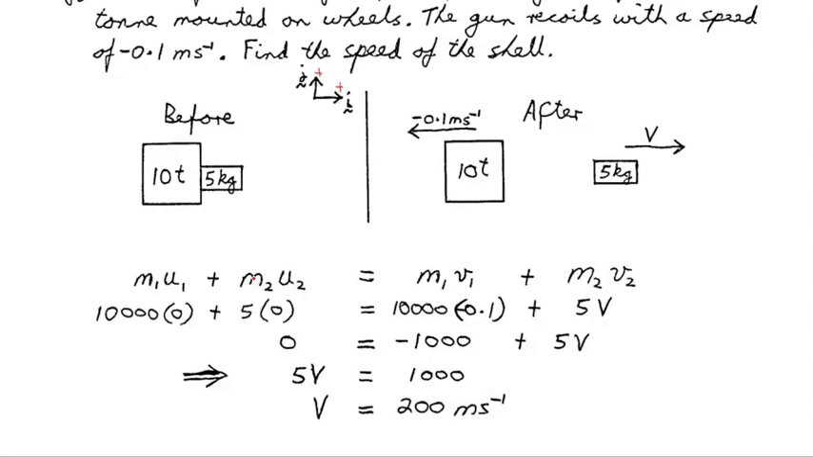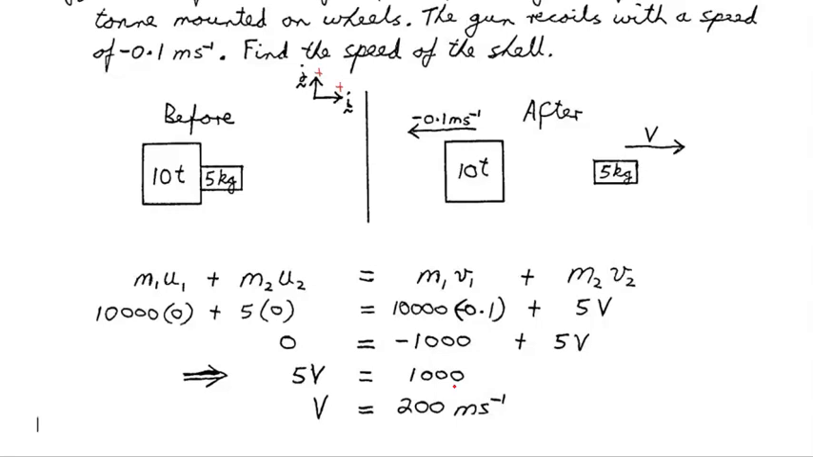The shell on the other hand is going to move off to the right, so it's 5 kilograms times some unknown velocity. 10,000 times negative 0.1 will be minus 1,000 plus 5 times the velocity of the shell, whatever that is. We can find that by solving. Let's take 1,000 onto the other side. We have 5 times v is 1,000. And then dividing through by 5, we have a velocity of 200 meters per second in the positive direction.